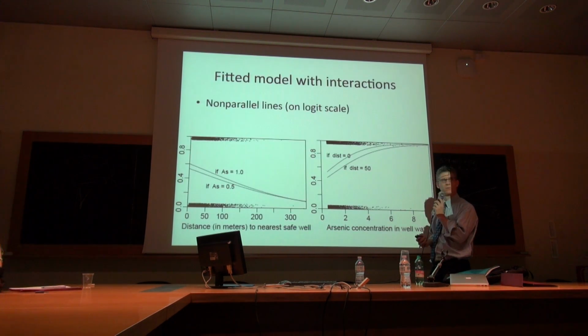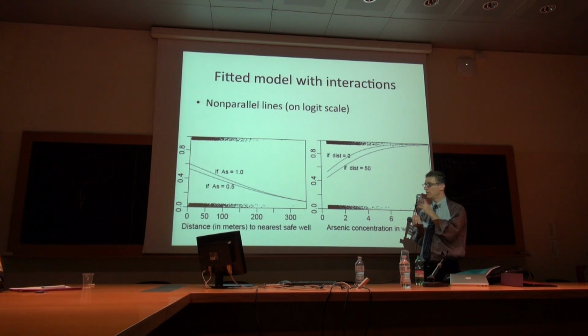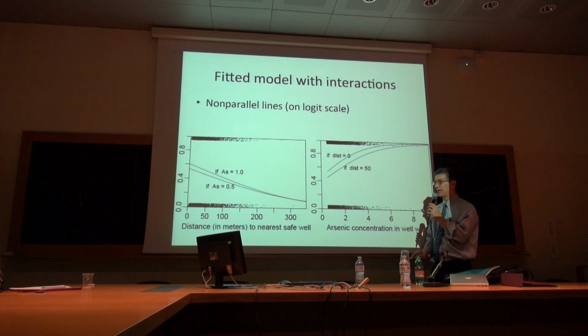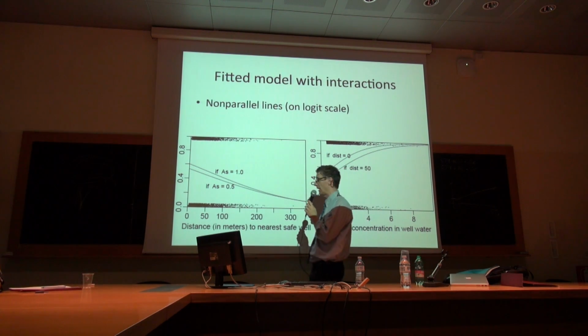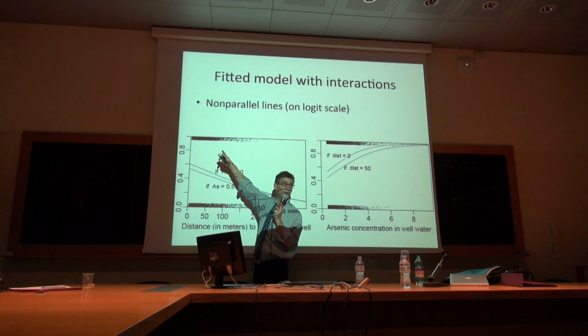Okay. I have a question on the graphical representation. What are the bands on the top and the bottom? The bands on the top and the bottom, those are the data. Each dot is a household. So these are households that didn't switch, and these are households that switched.